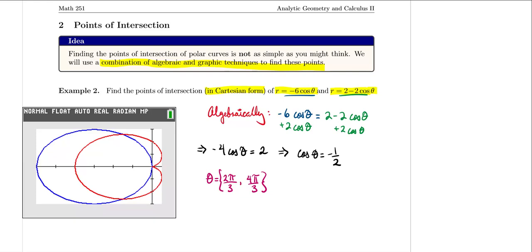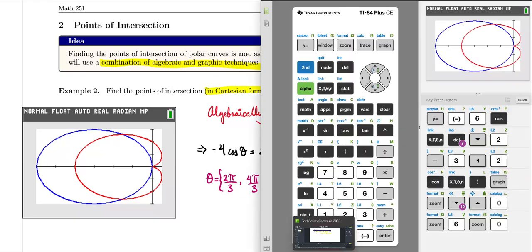Alright, now the question is, okay, well, I know that the intersections are happening when the angles are 2 pi over 3 and 4 pi over 3, but where exactly are they? Well, I'm just going to go back here to our graph, and I'm going to click on trace once more and select our angles. So where is the angle of 2 pi over 3?